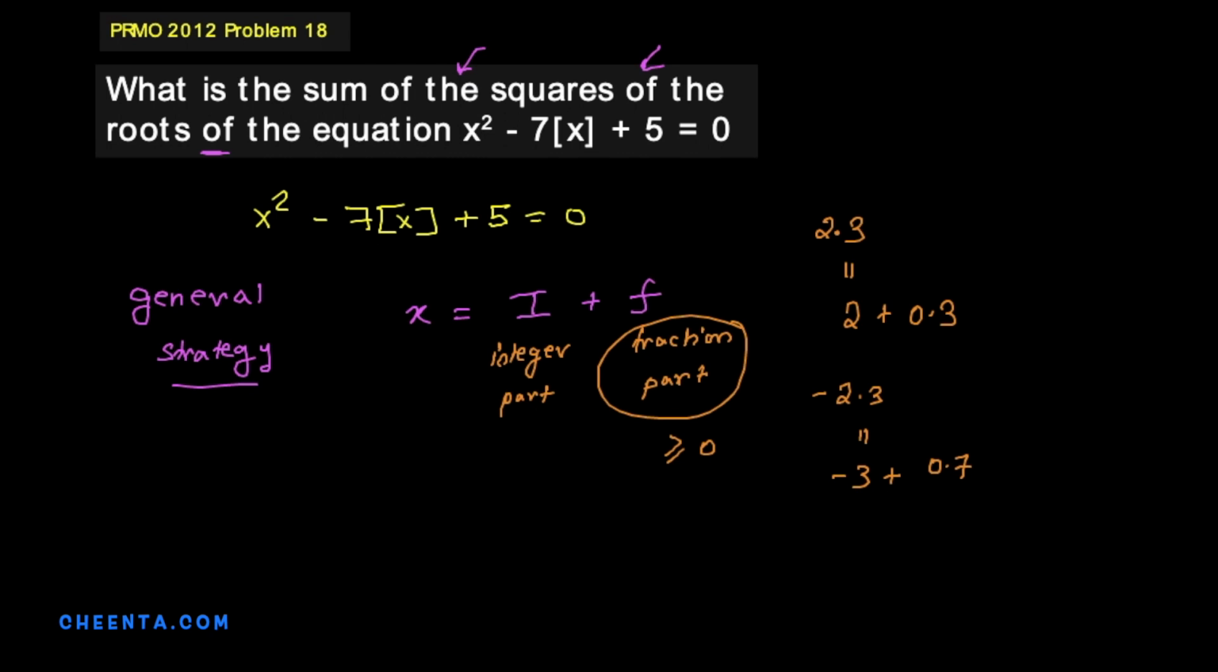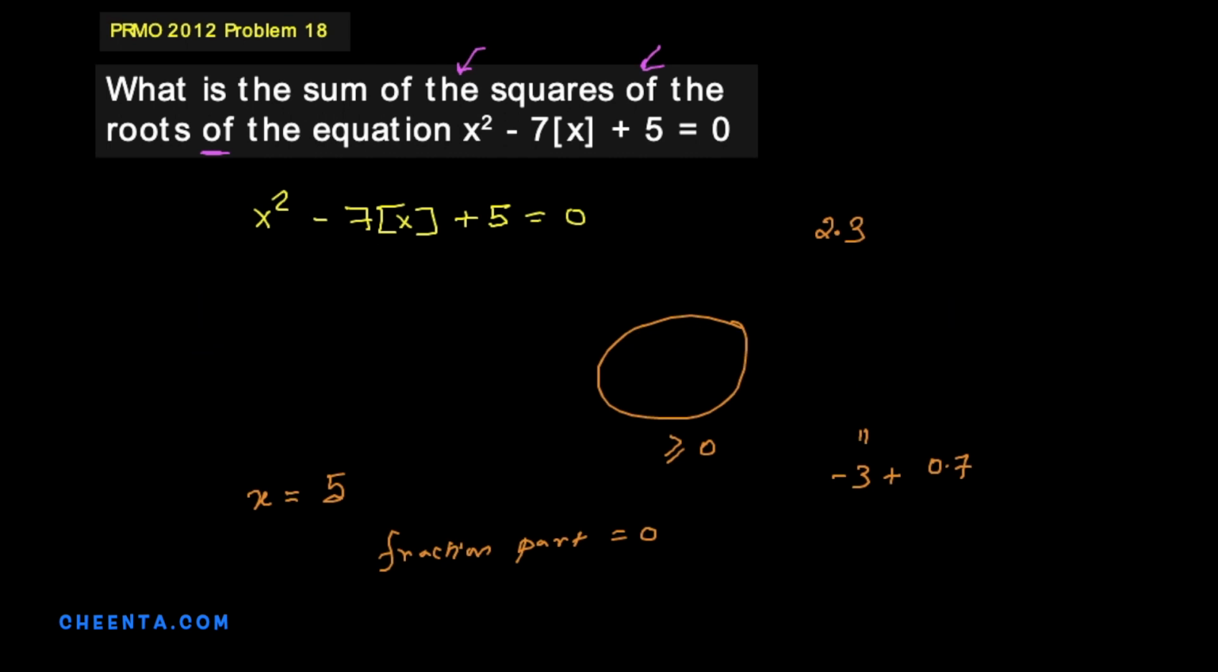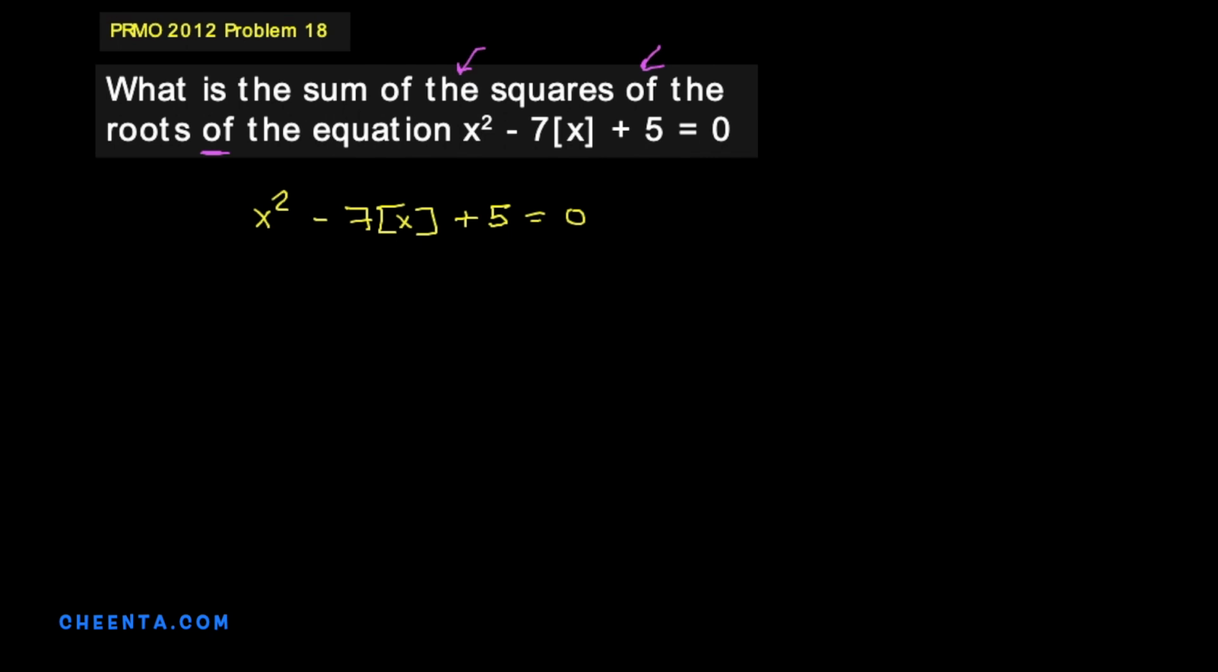In fact, if x is an integer, let's say 5, then the fraction part will be 0. Okay, so we understand what this integer part and fraction part business is, and sometimes it is useful to split the number x into integer part and fraction part. Not in this problem. This problem can be solved in a much simpler manner. So this is just a problem solving strategy for some other problems that you might try using the box function.